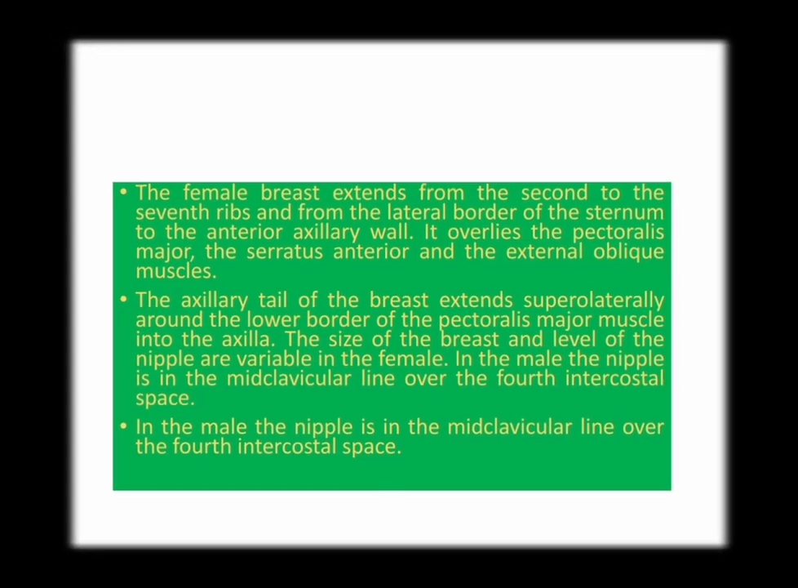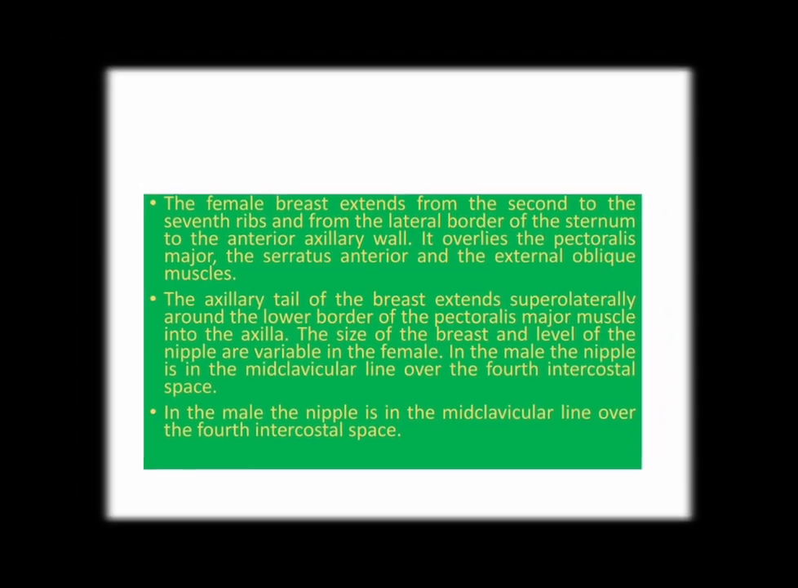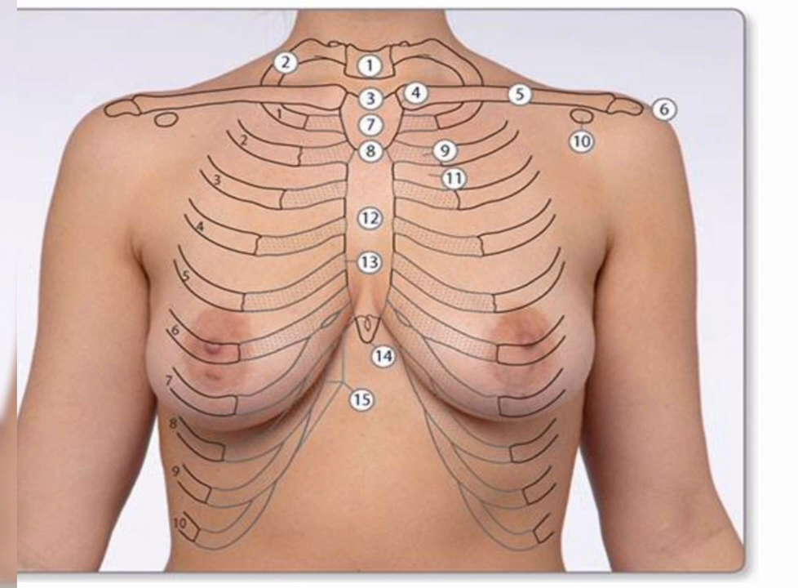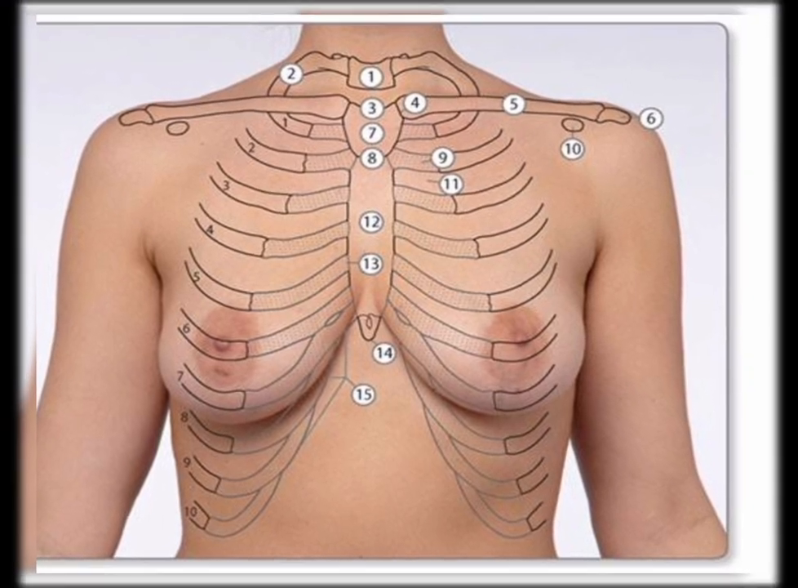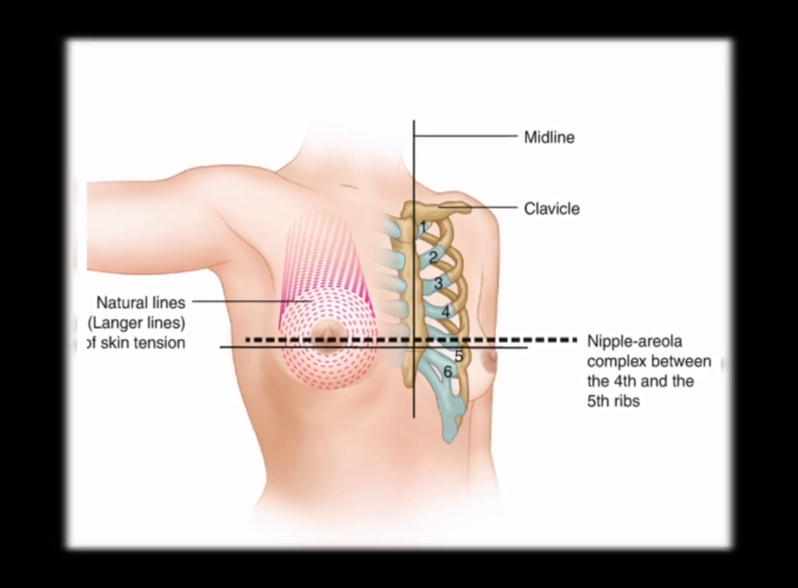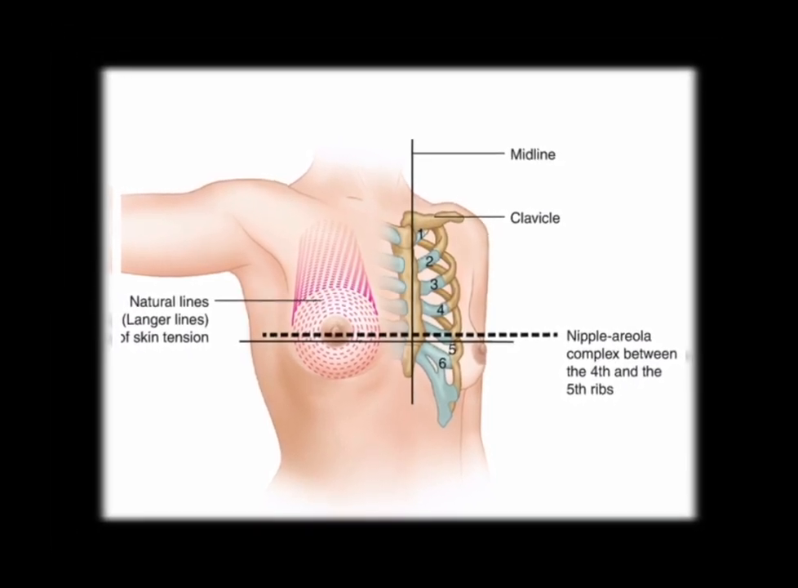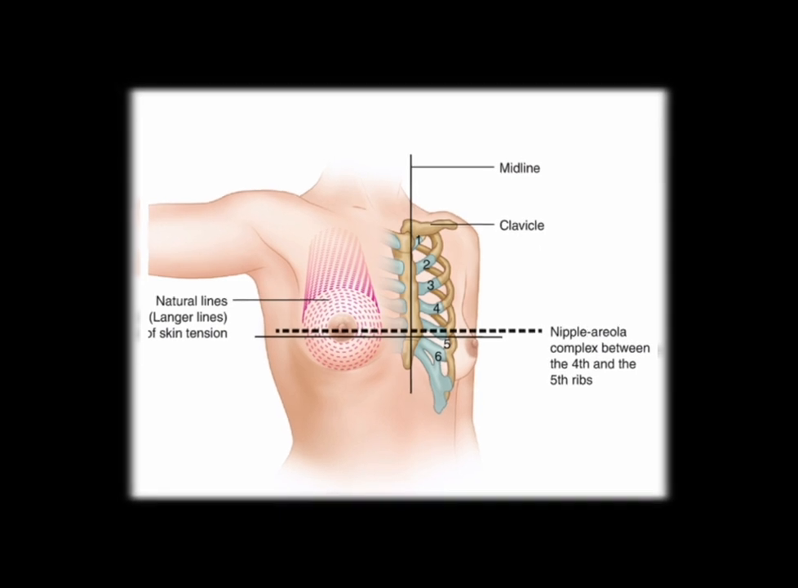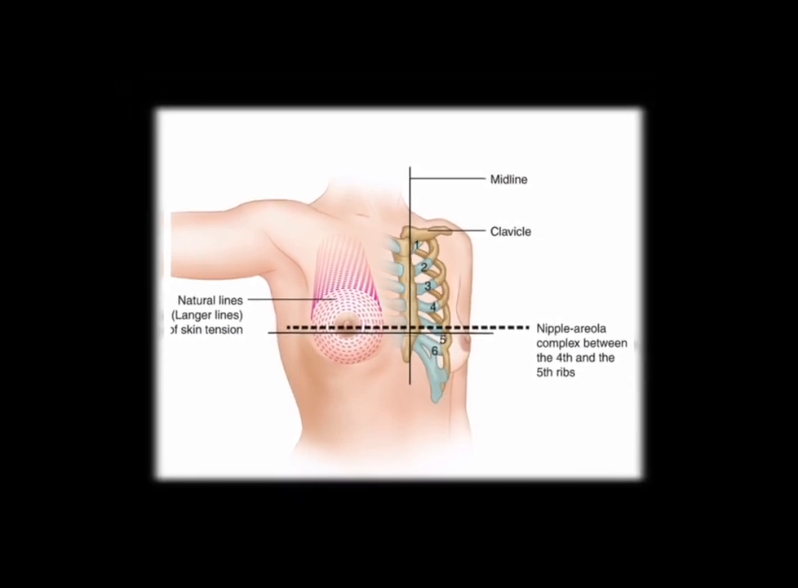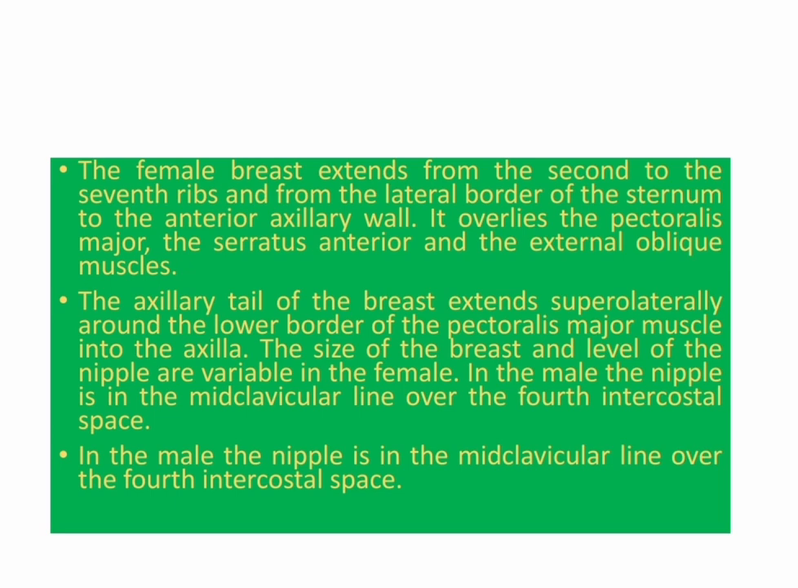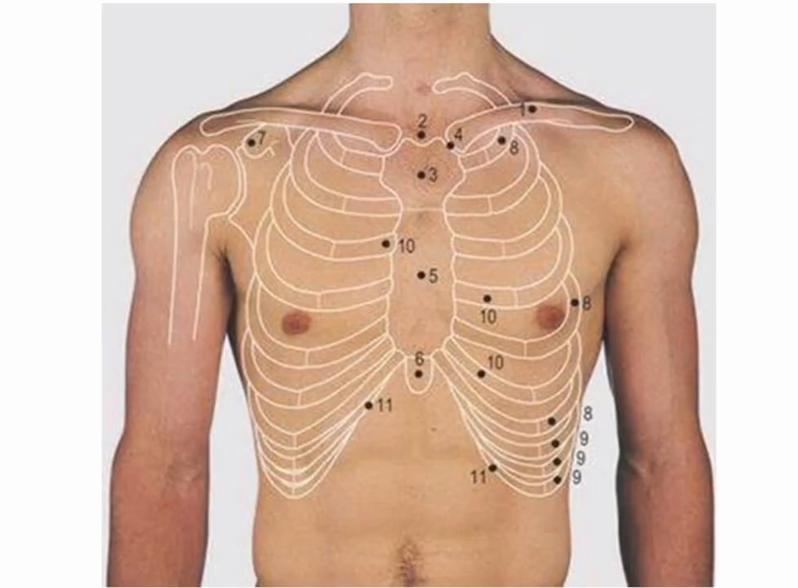Now, looking at the female breast, it extends from the 2nd to the 7th ribs and from the lateral border of the sternum to the anterior axillary wall. It overlies the pectoralis major, the serratus anterior, and the external oblique muscles. The axillary tail of the breast extends superolaterally around the lower border of the pectoralis major muscle into the axilla. The size of the breast and level of the nipple are variable in females. In males, the nipple is in the mid-clavicular line over the 4th intercostal space.